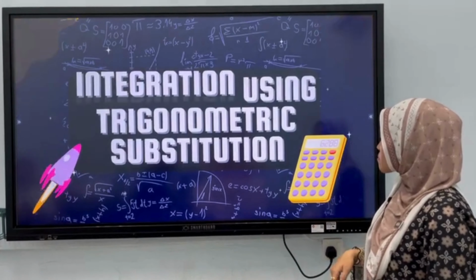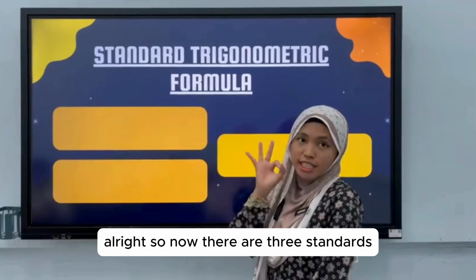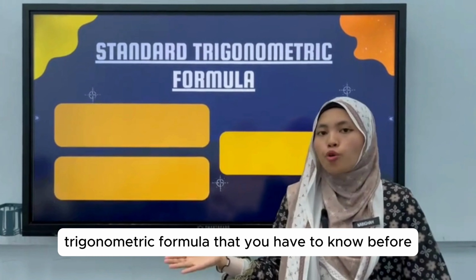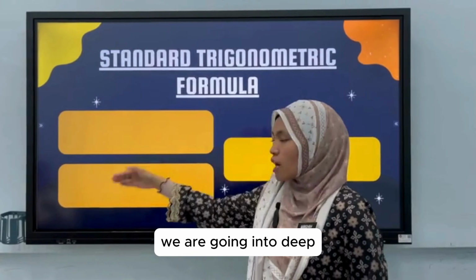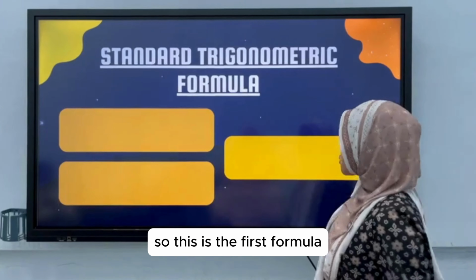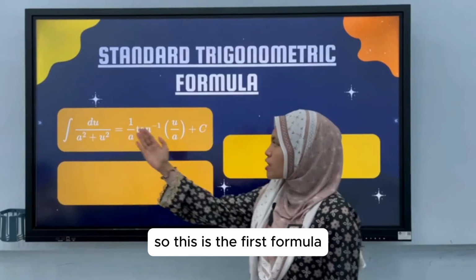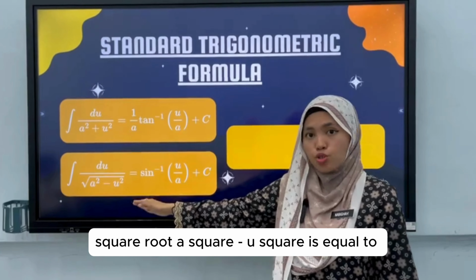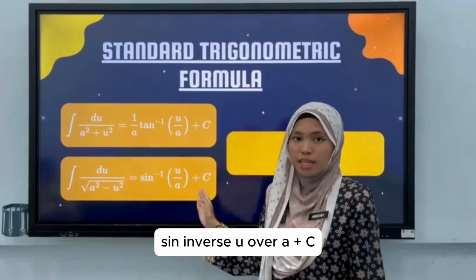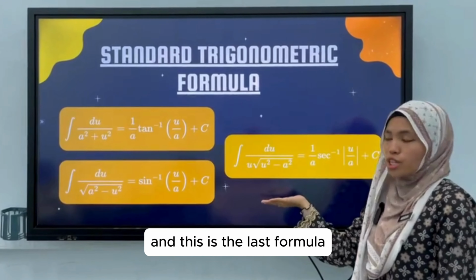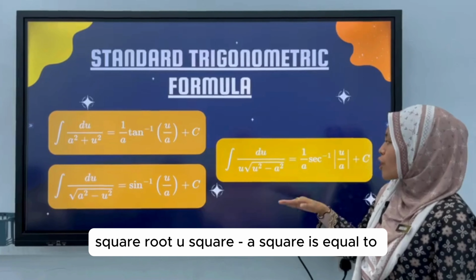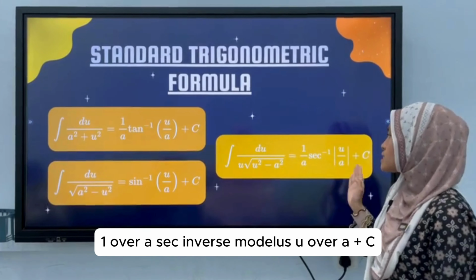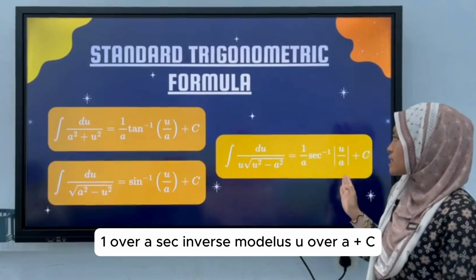Alright, so now there are three standard trigonometric formulas that you have to know before we go deeper into this topic. This is the first formula, which is the integration of du over a square plus u square is equal to 1 over a tangent inverse u over a plus c. This is the second formula, which is the integration of du over square root a square minus u square is equal to sine inverse u over a plus c. And this is the last formula, which is the integration of du over u square root u square minus a square is equal to 1 over a secant inverse modulus u over a plus c.